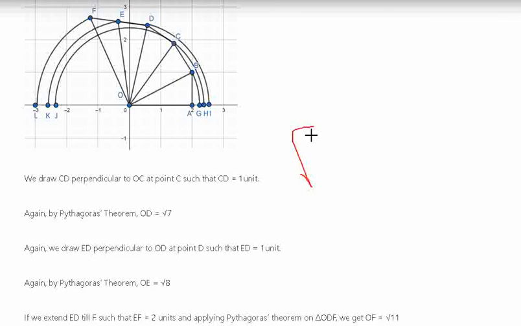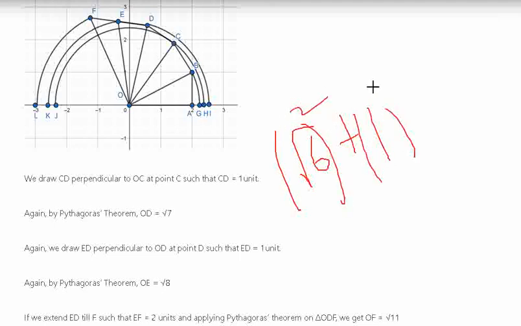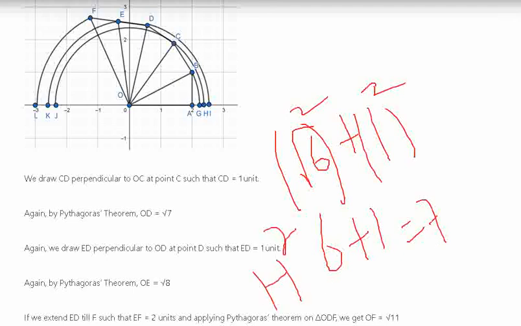Root 6 is the base here, and the perpendicular shown here is 1 unit, and both are squared because of this formula: hypotenuse square equals base square plus perpendicular square. 6 plus 1 means 7. But this 7 is the hypotenuse square. That means hypotenuse equals root 7.